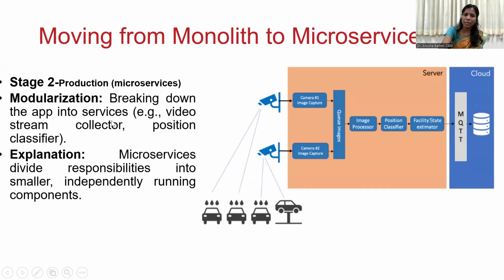Video stream collector is one service, position classifier is one service, then facility state estimator is the next service. Each acts as a separate, individual microservice. So if a failure occurs in the position classifier, it won't affect the remaining two services. That's why microservices are best to connect through an API. The same scenario is explained for both monolithic as well as microservice.